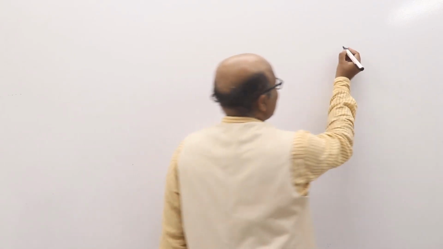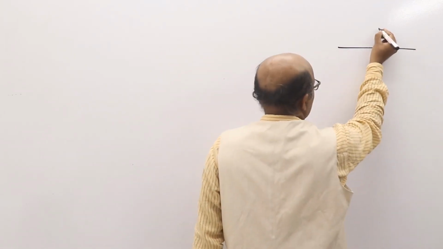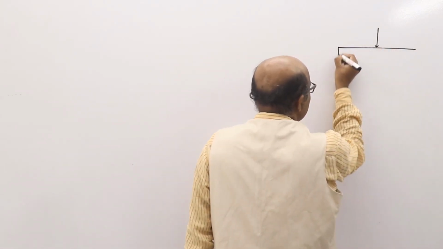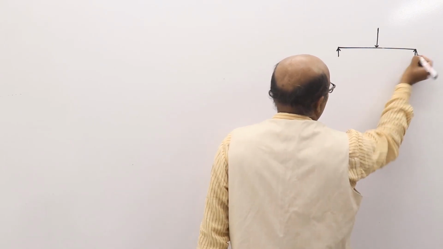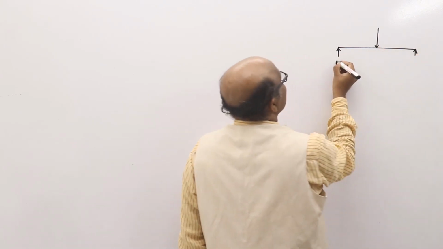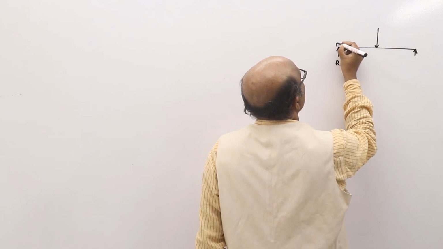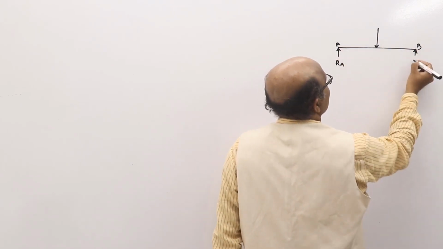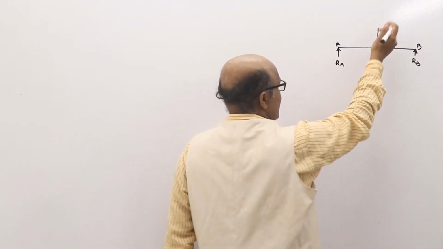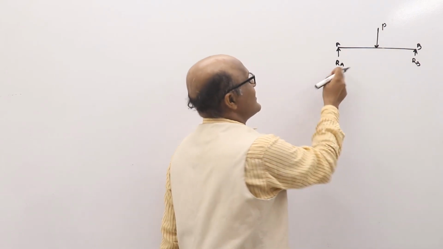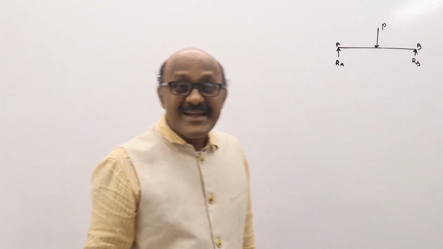Concept, my dear students: the type of reactions developed at the support points. See here, it is a beam. This is the external load. Here are the reactions. Due to this load, reactions are developed at point A and point B, this is RB. The reactions developed at the support points depend upon the types of supports.